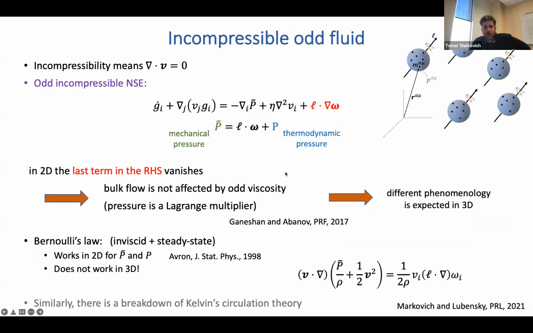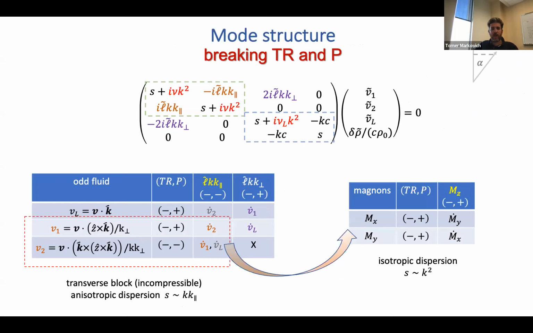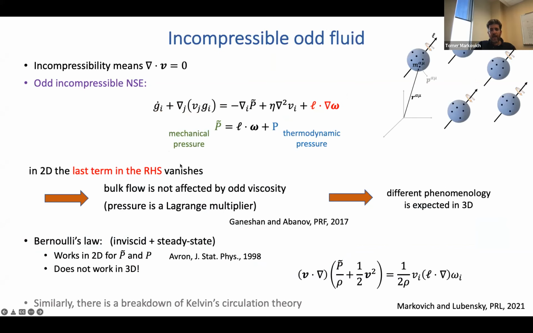Okay, so let's ask what happens when the fluid is incompressible. When it's incompressible, I basically decouple those two blocks because I don't care about the longitudinal block. VL is just 0. And then the odd incompressible Navier-Stokes equation looks like this, where I have this P tilde here and this L dot grad omega term. So what is P tilde? P tilde is the mechanical pressure. It's just the diagonal part of the stress.